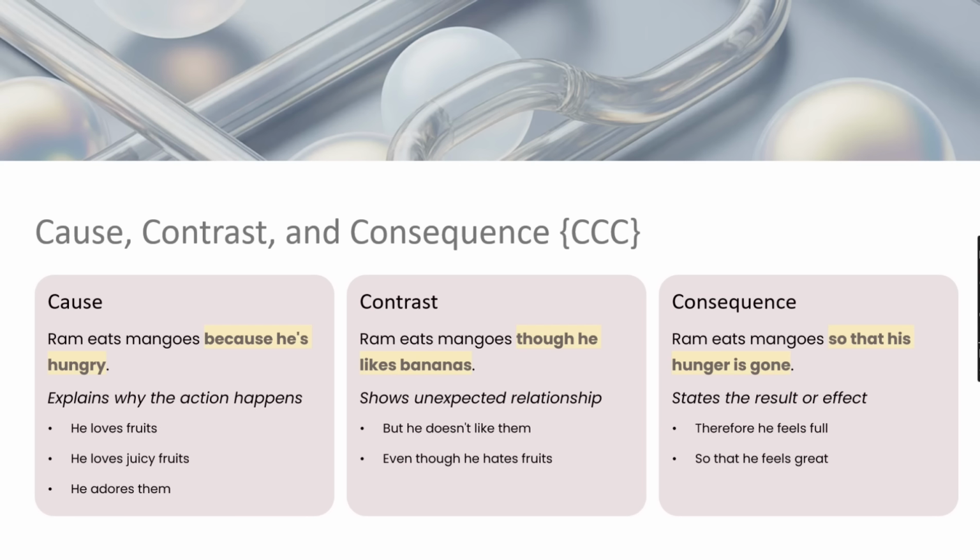Now let's move to the consequence element. When we add consequence, we basically show the result or effect. What is the effect of this action? Like "Ram eats mango." So what is the result of Ram eating mango? I have added "Ram eats mango so that his hunger is gone." State the result or effect. So you can also show the result of this. Ram eats mangoes so that his hunger is gone.